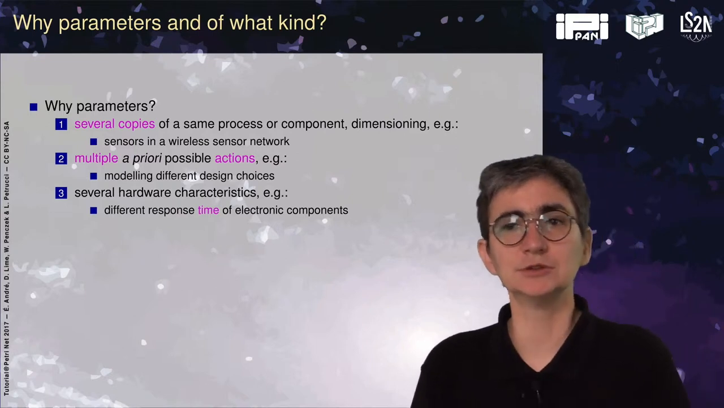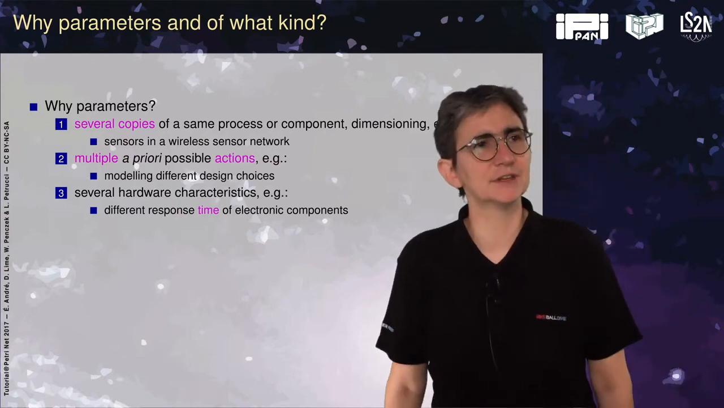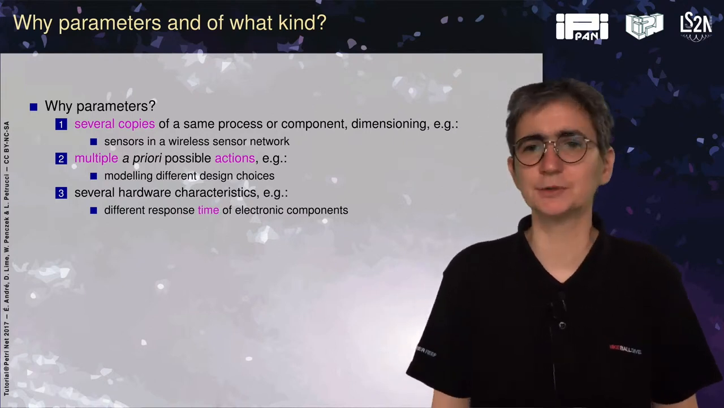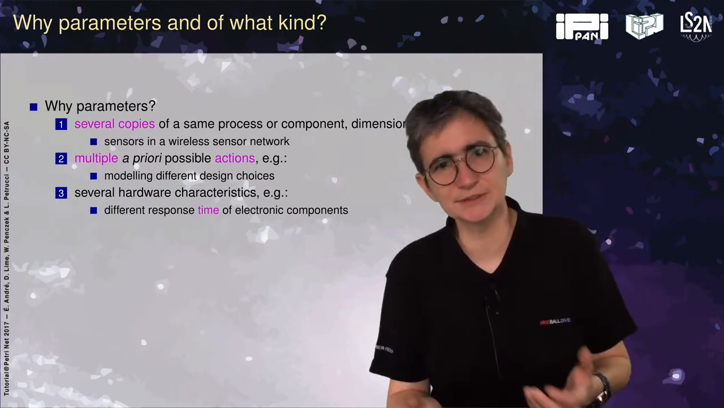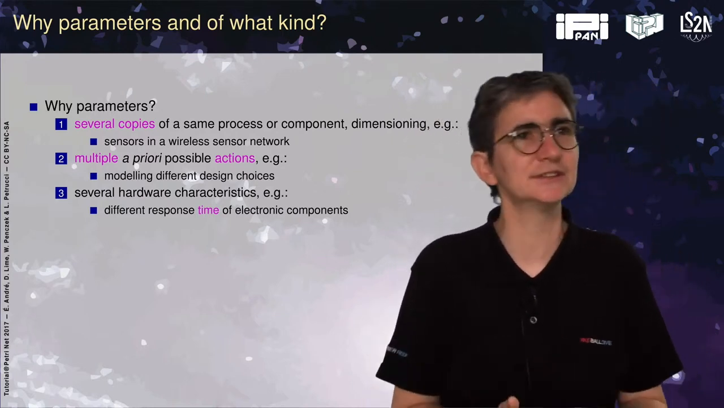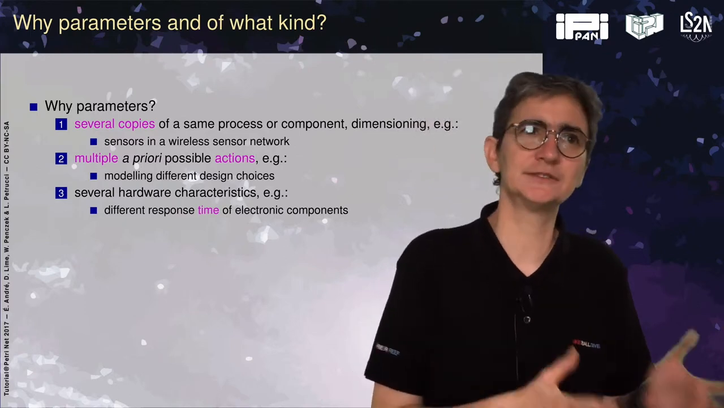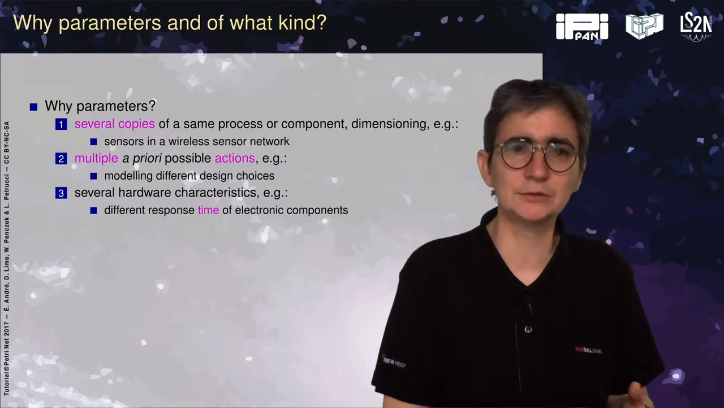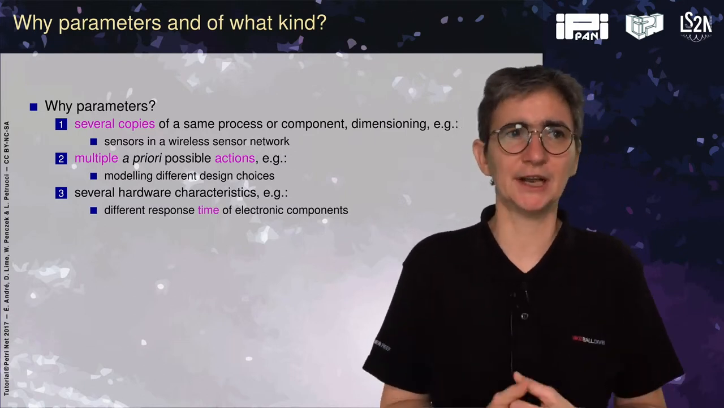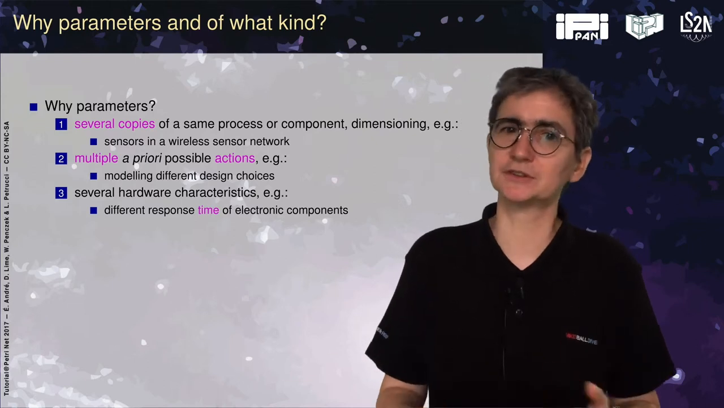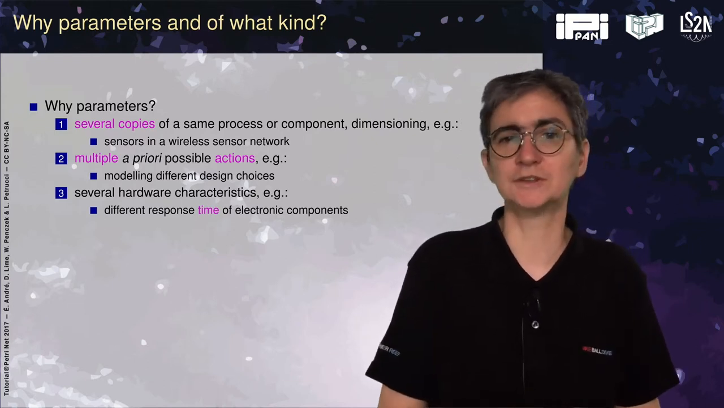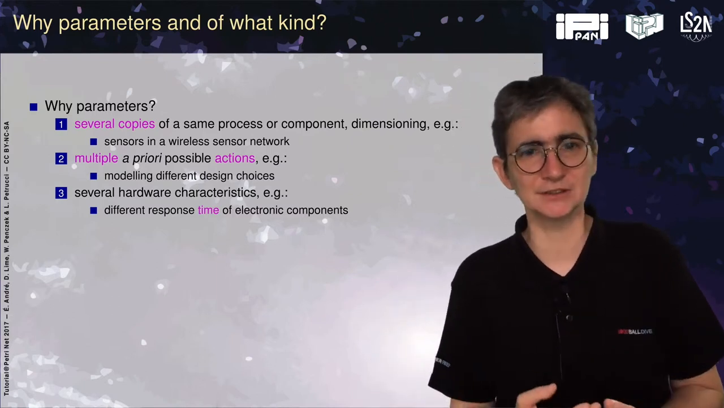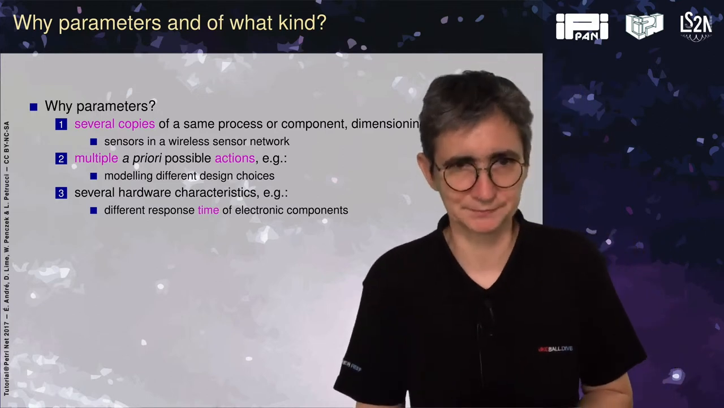Why do we want to introduce parameters? We can have several copies of a same process or a same component, and so parameters are useful for dimensioning. For example, if you're modeling sensors in a wireless sensor network, you might have the same kind of sensor that is used several times. So you want to do one model and have several copies and maybe analyze your system saying, I want to consider a system where I have 10 sensors or to consider a system where I have 100 sensors. So the number of sensors in this case is a parameter.